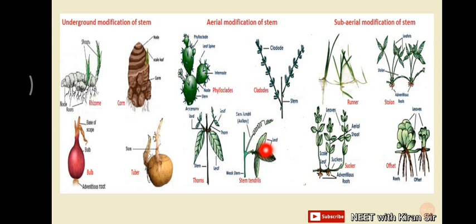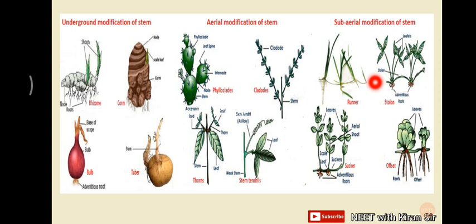Okay, these are the 4 aerial modified stems. Then subaerial modified stems. As per your NCERT book, they have given the stem which is meant for vegetative propagation. So here when I say vegetative propagation, the parts of the plant which are involved in vegetative propagation or multiplication.